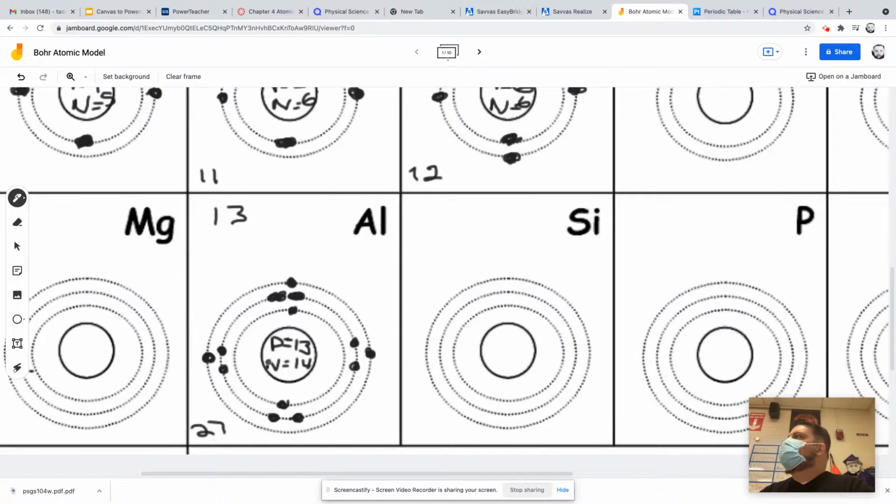Does that make more sense now? Does anybody have any questions? All right. So I just wanted to go over that. The first ring can hold 2. The next ring can hold 8. The ring after that can hold 8. And that's all we did. We only did up to argon. Okay? We'll talk about the grouping and how the periodic table works, but I just want you to kind of process this for now. All right?